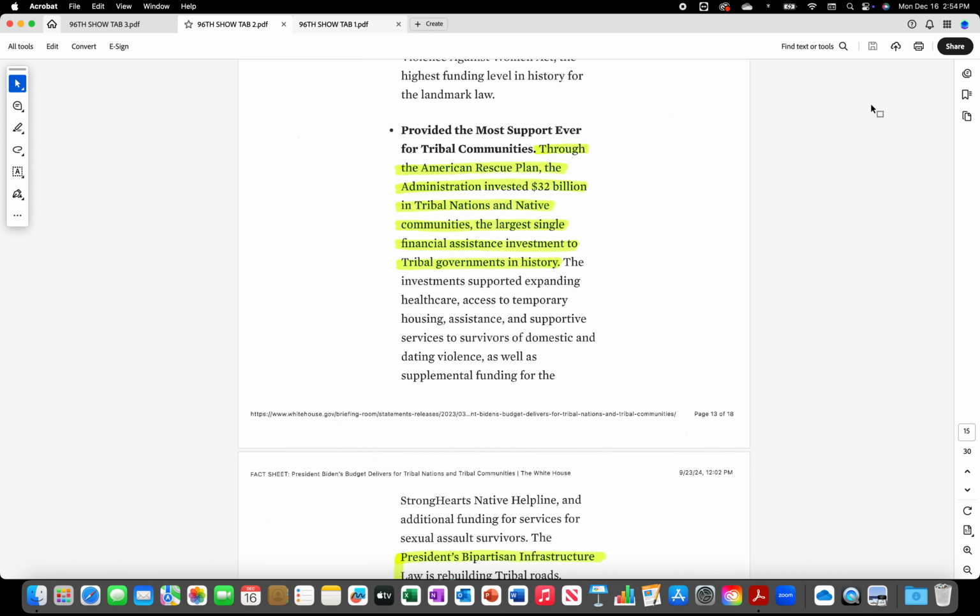Foreigners giving foreigners stuff. Through the American Rescue Plan, the administration invested $32 billion in tribal nations and native communities, the largest single financial assistance investment to tribal governments in history.